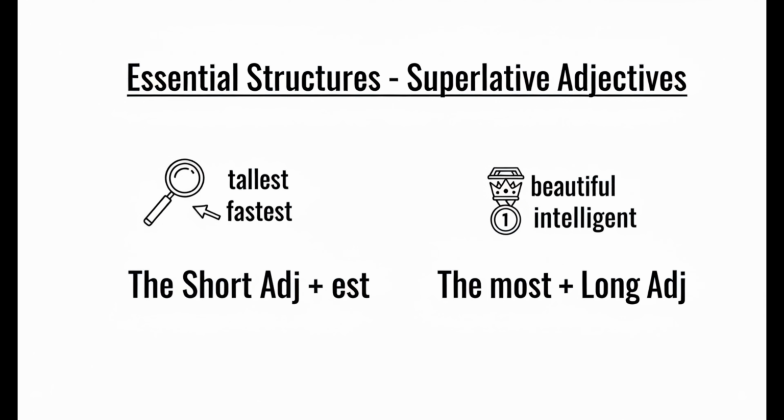For long adjectives, which have 2 or more syllables, we have the pattern the most plus adjective. For example, spring is the most pleasant season in this city. Or the monsoon season is the most challenging time for travel.